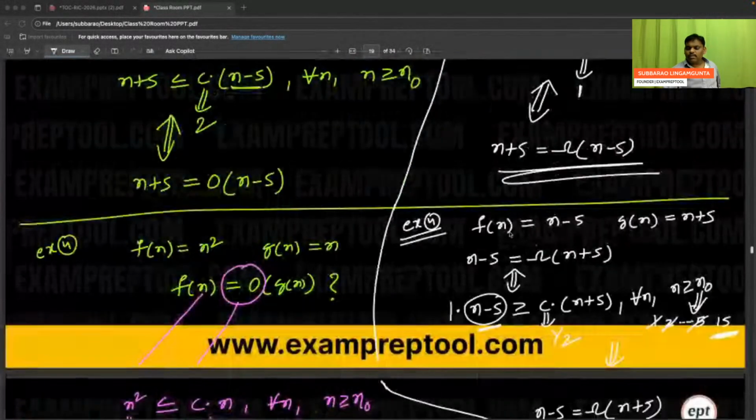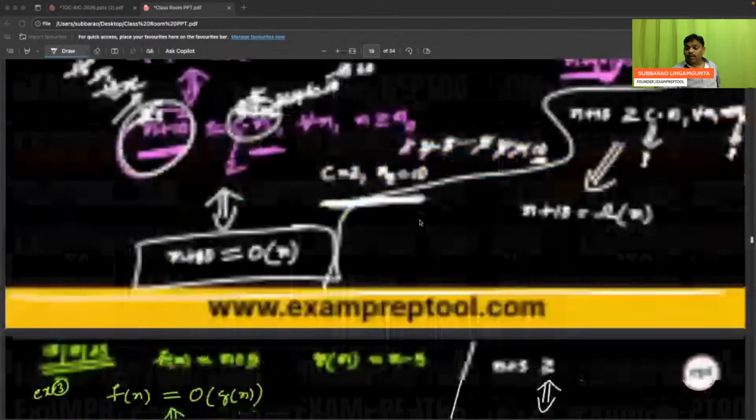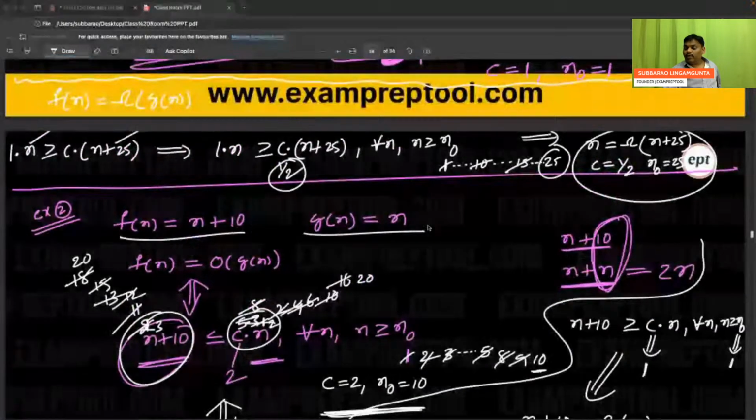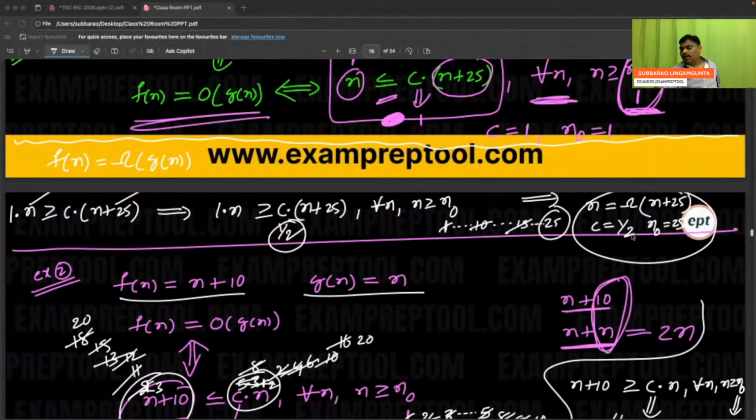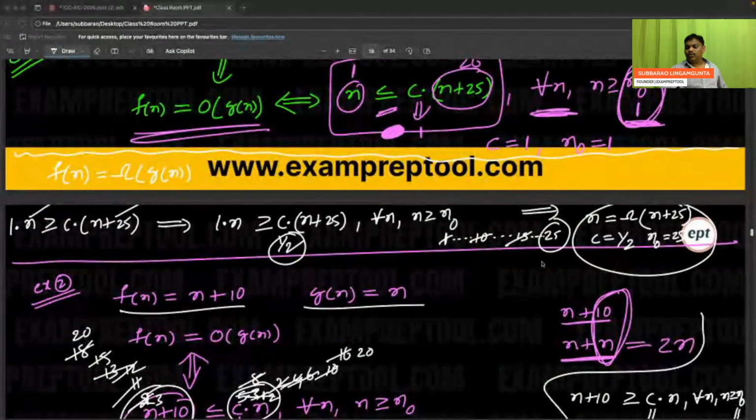In the fourth example, c value 1 by 2 you can take. And remember, it is not for all, there exists a c. If c value 1 by 2 is working, then 1 by 3 will also work, 1 by 4 will also work, 1 by 5 maybe work too. So you have to decrease. In the case of omega notation, you are decreasing the c value.